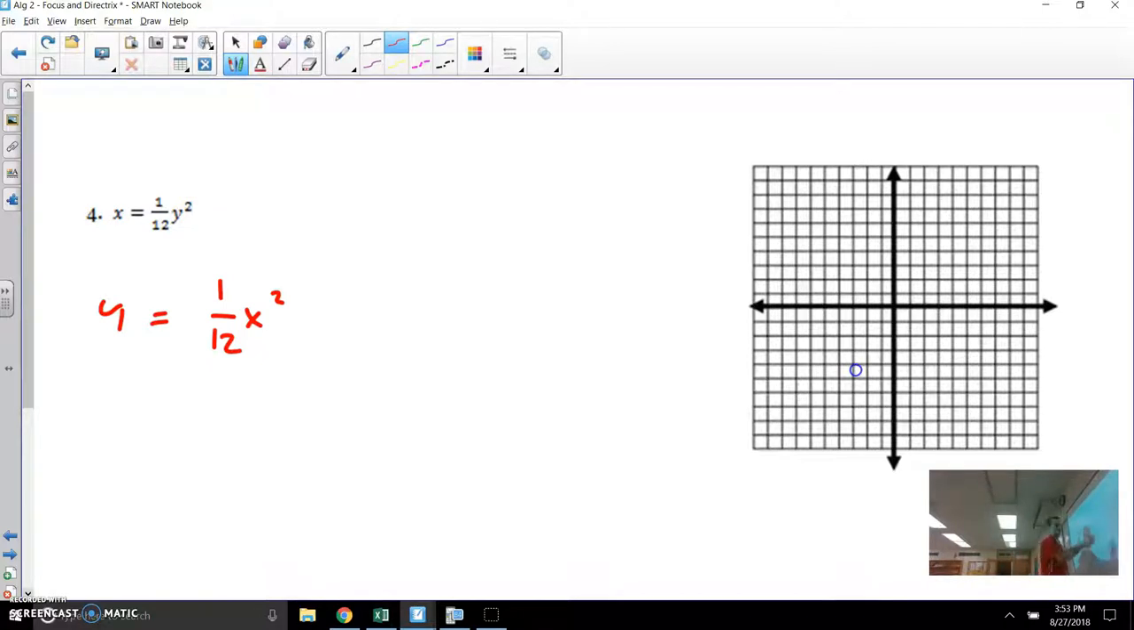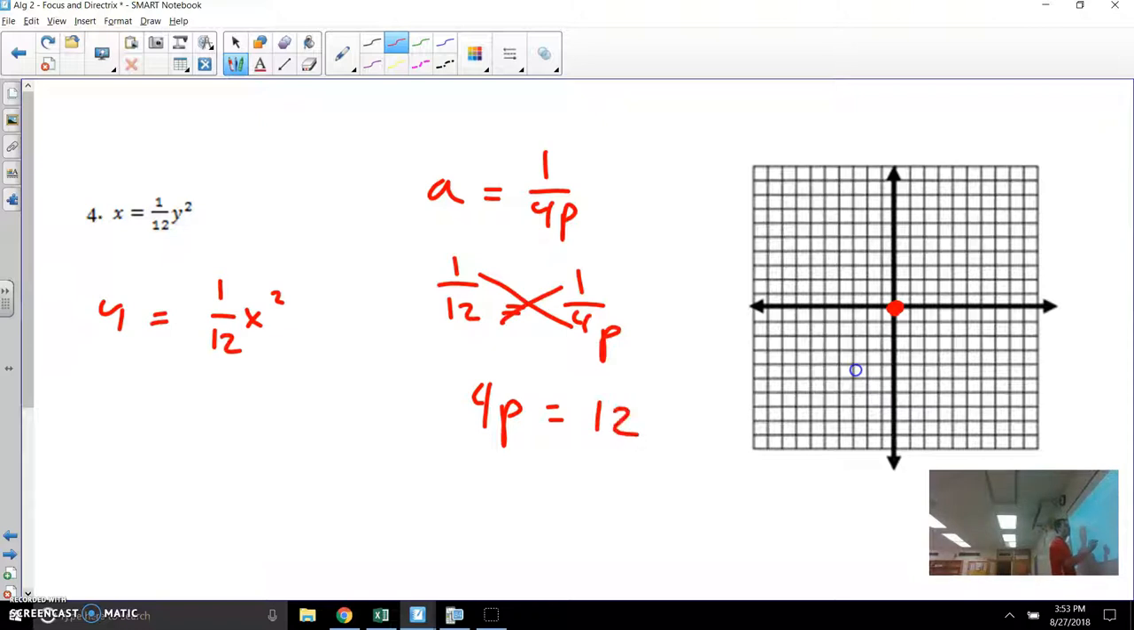So here we go. So again, it's at the origin, because there's no parentheses telling us to go left or right. There's no value in the back telling us to go up or down. And so let's go ahead and think about this. A equals 1 over 4p. A is 1/12. So let's cross multiply and see what we get for p. 4p times 1.